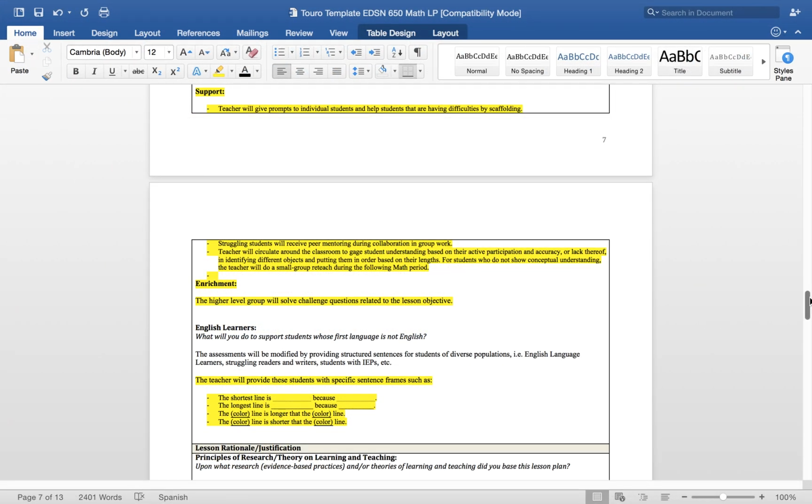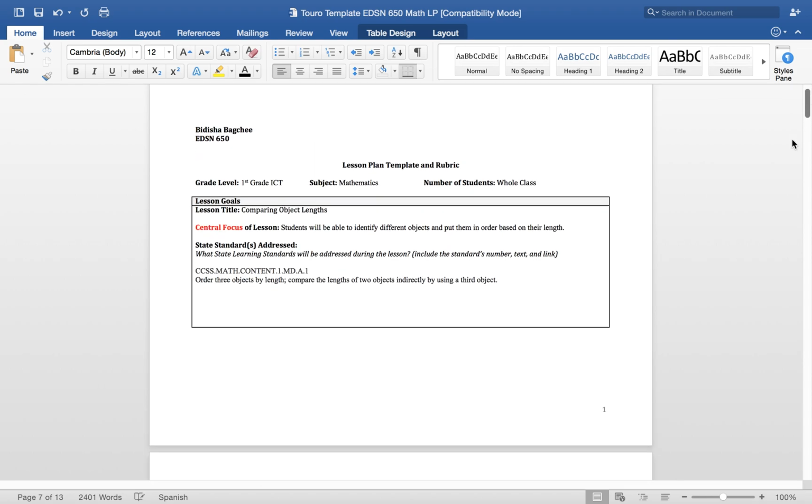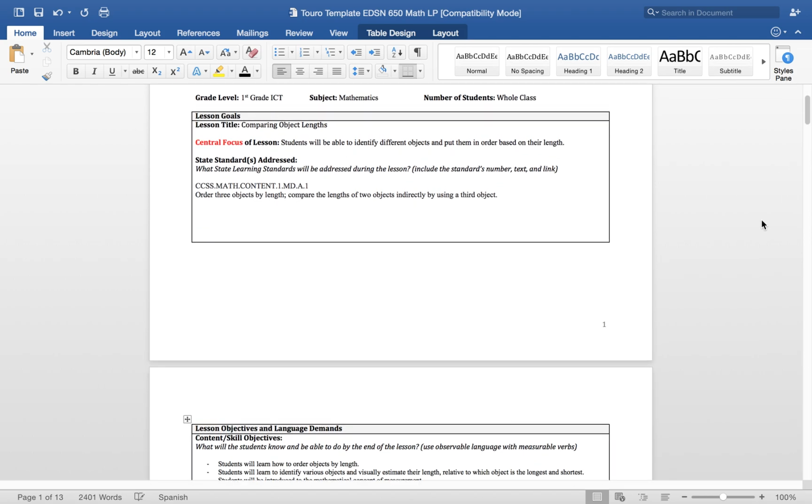For this assignment, I revised a first grade lesson plan, and it's about comparing object lengths. So the purpose of this lesson is for students to be able to identify different objects and to put them in order based on their length.